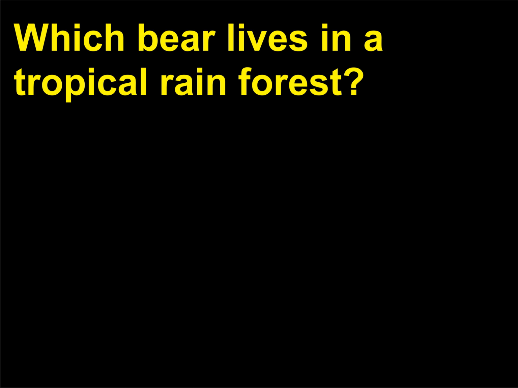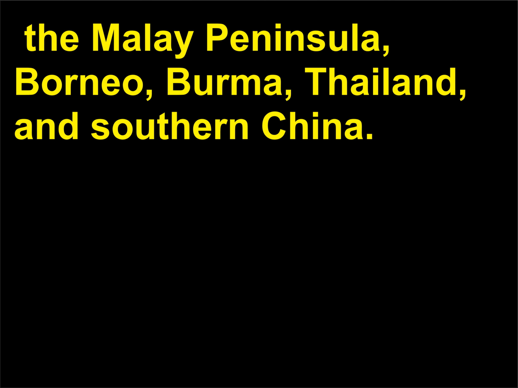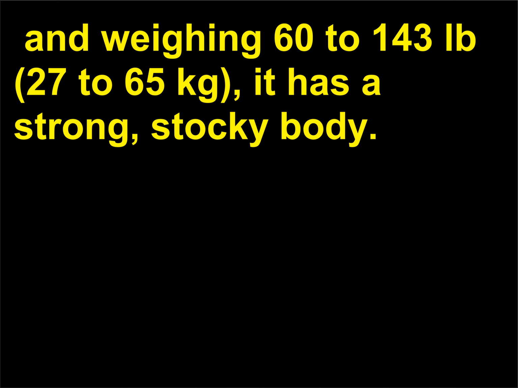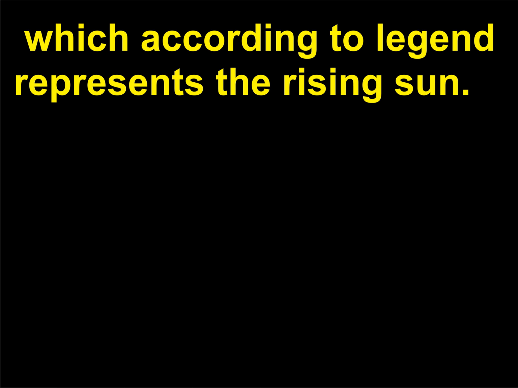Which bear lives in a tropical rainforest? The Malayan sun bear, Ursus malayanus, is one of the rarest animals in the tropical forests of Sumatra, the Malay Peninsula, Borneo, Burma, Thailand, and southern China. The smallest bear species, with a length of 3.3 to 4.6 feet, 1 to 1.4 m, and weighing 60 to 143 pounds, 27 to 65 kilograms, it has a strong, stocky body. Against its black, short fur it has a characteristic orange-yellow colored crescent across its chest, which according to legend represents the rising sun.